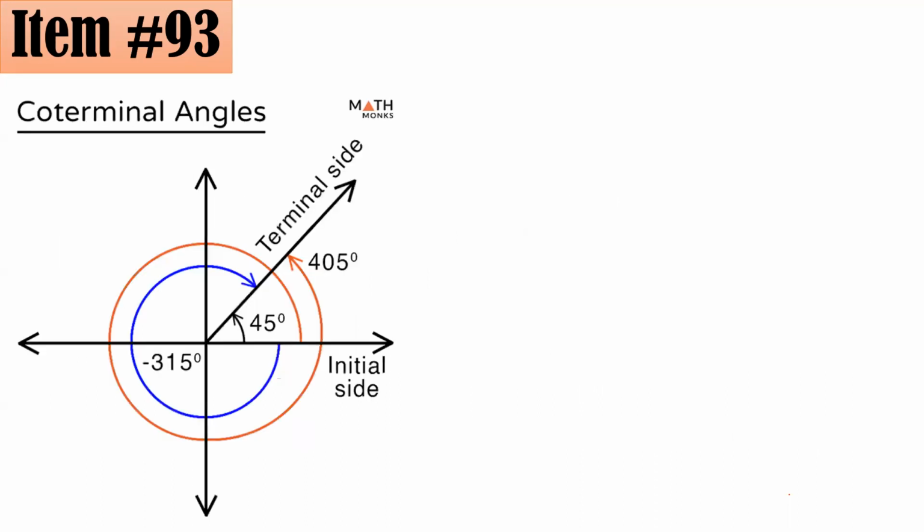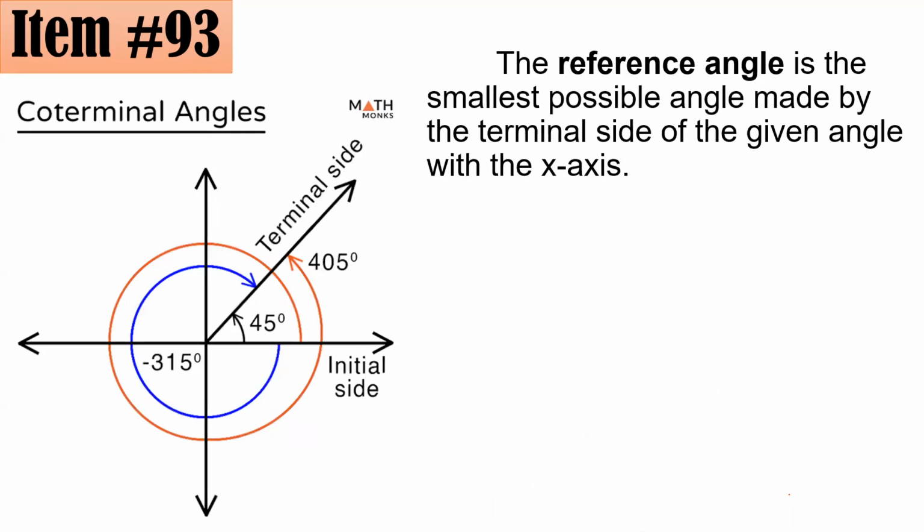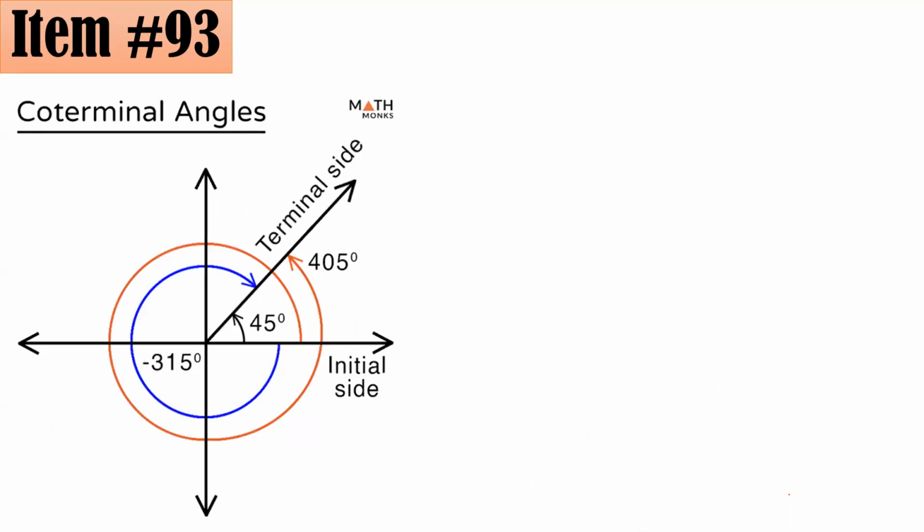If you answered C, you are actually correct. When we say coterminal angles, they have the same initial side and the same terminal side. Like this one, if you have 405 degrees, the terminal side is located here, for example. If you have negative 315 degrees, it still shares the same terminal side, and of course, the same reference angle.